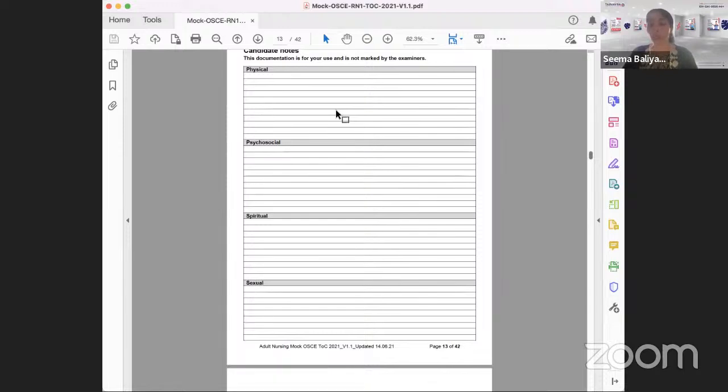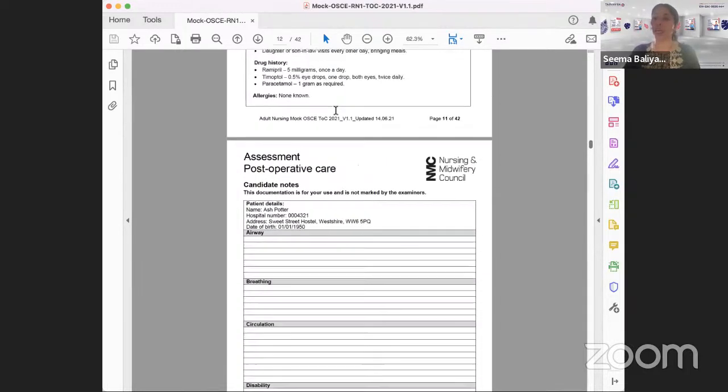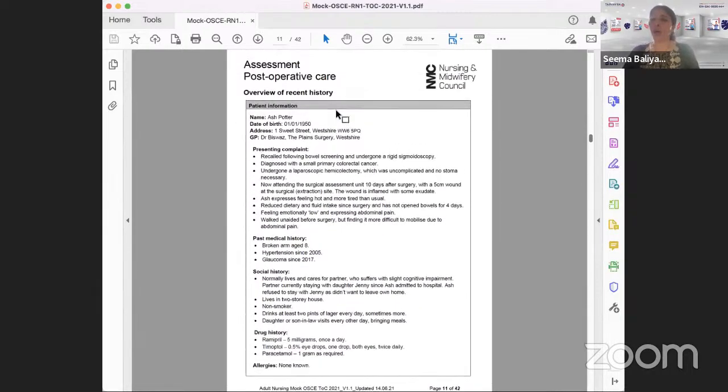Now we come to the closure of the station. In the closure, you tell the patient, okay Ash, I have taken all of your history. I have also completed the chart that I was required to complete. Now I am going to update your notes and document everything, and I am also going to discuss it with your doctor. We will come back and do the assessment of your wound. In the meantime, is there anything else that I can do for you?